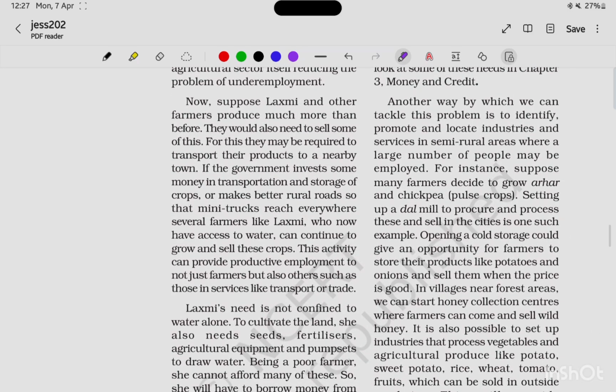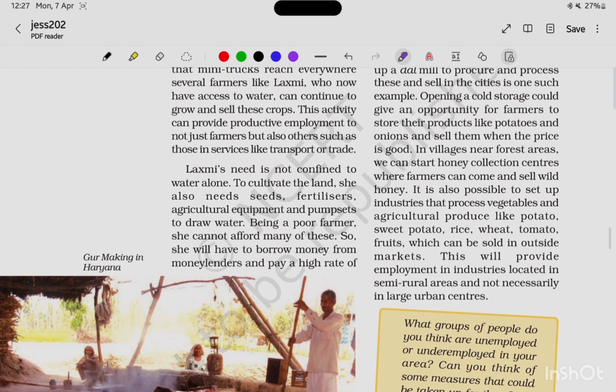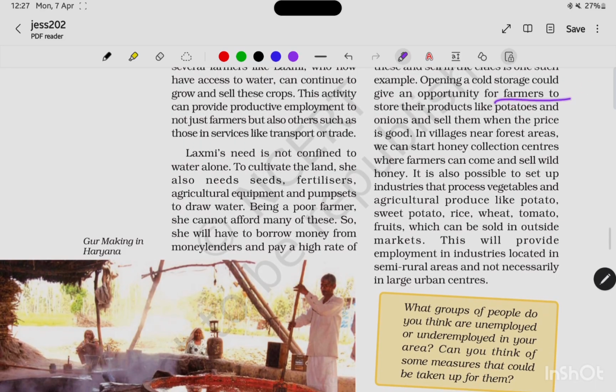Another way by which we can tackle this problem is to identify, promote, and locate industries and services in semi-rural areas where a large number of people may be employed. So, for instance, suppose many farmers decided to grow arhar and chickpea, that is, the pulse crops. Setting up a dal mill to procure and process these and sell in the cities is one such example. Opening a cold storage could give an opportunity for farmers to store their products like potatoes and onions and sell them when the prices are good.